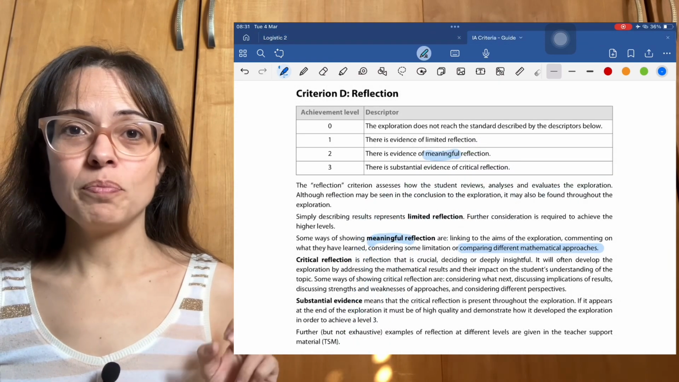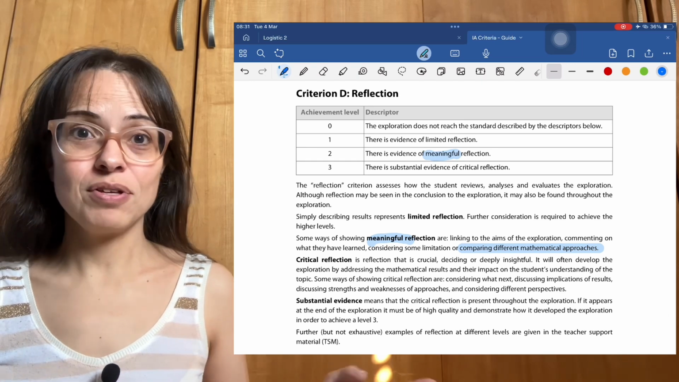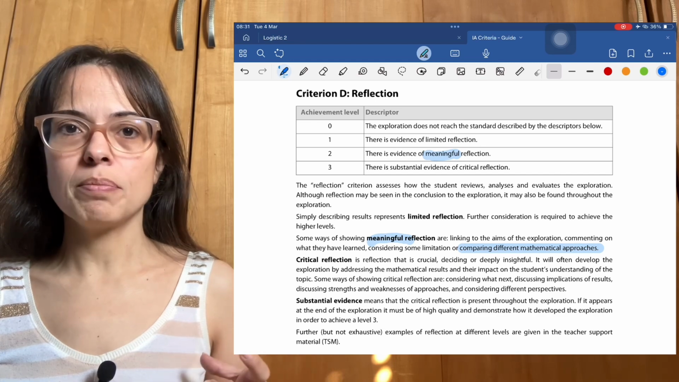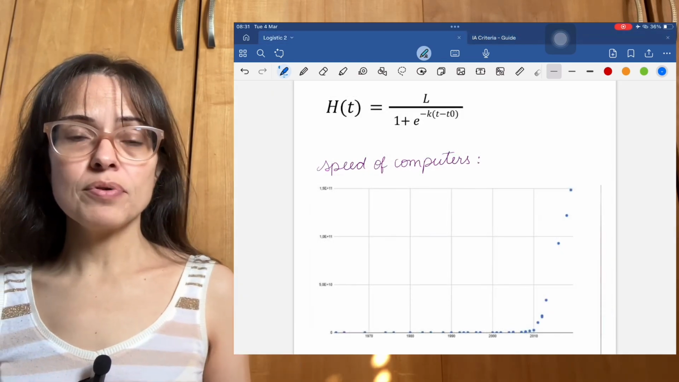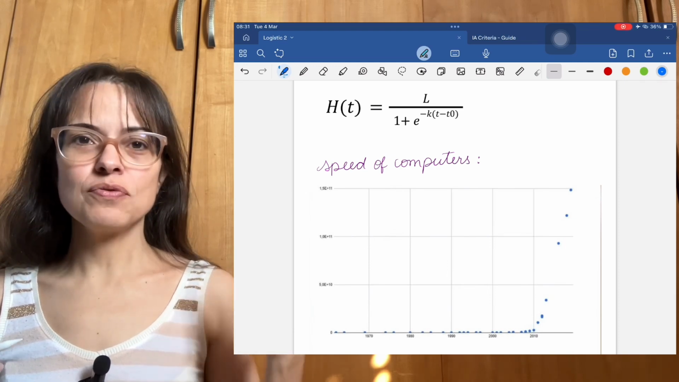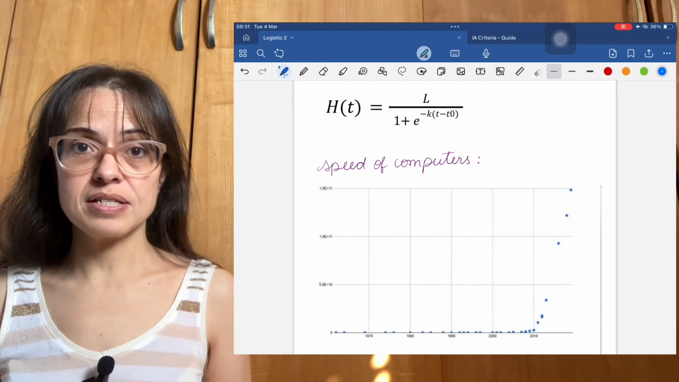That is the kind of comparison that you're looking for in reflection, okay? It's not just applying things to a formula, but it's thinking about them in multiple ways and talking about them exactly like we're doing right now. So here I have the second example that I used in the previous video, which was the speed of computers getting faster over time. So the horizontal axis is time here.